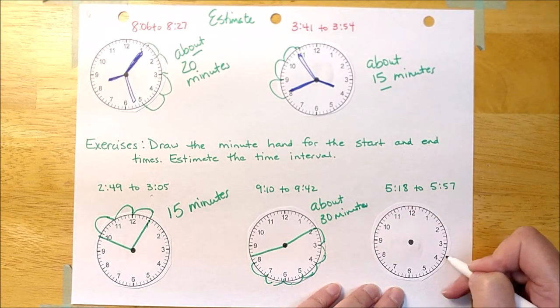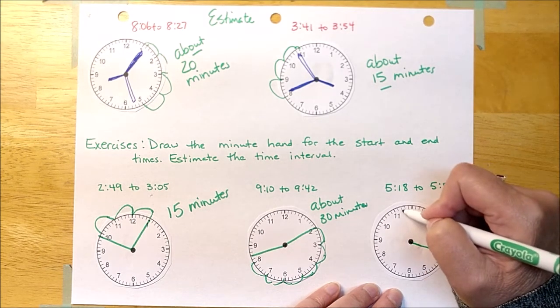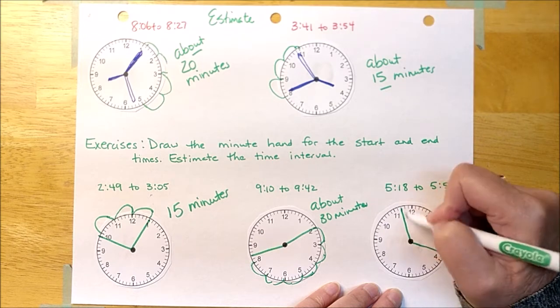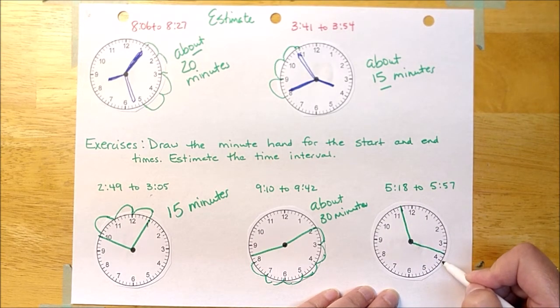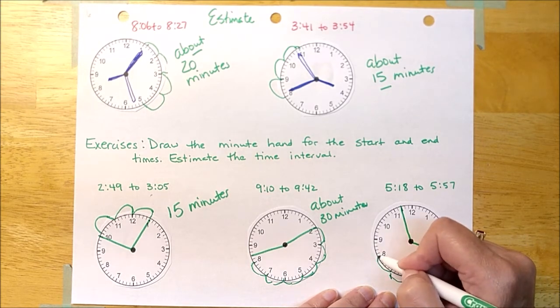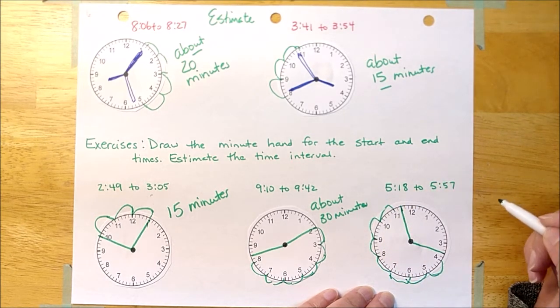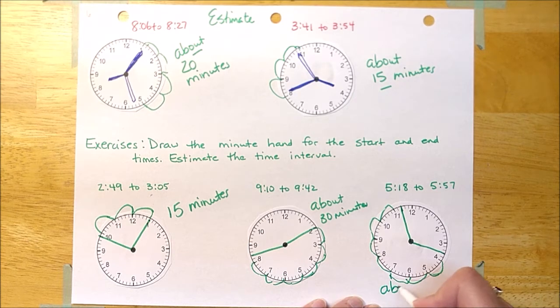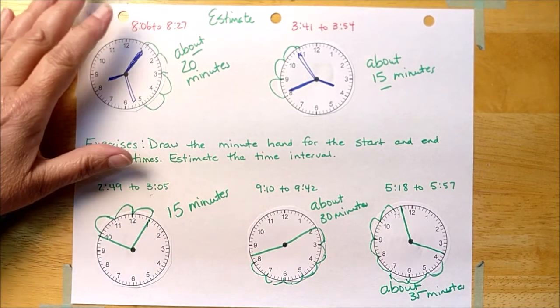And the next one is 5:18. So there's the 18. And 57 is right there. So I'm just going to count starting with the 4. So it's 5, 10, 15, 20, 25, 30, 35. So it's about 35 minutes. So you're just doing some rounding there, going to the nearest number.